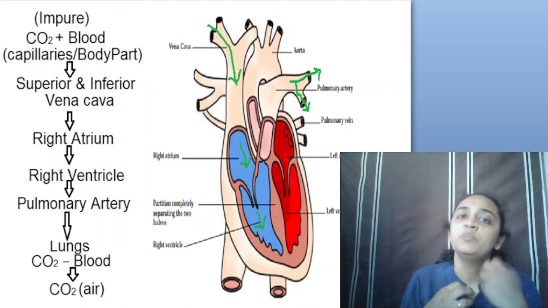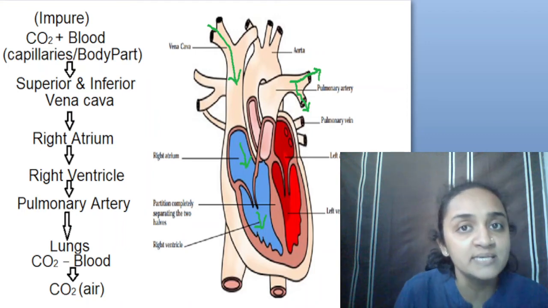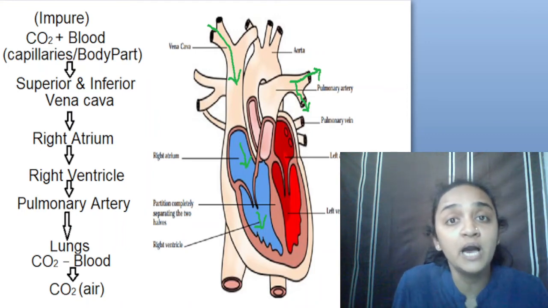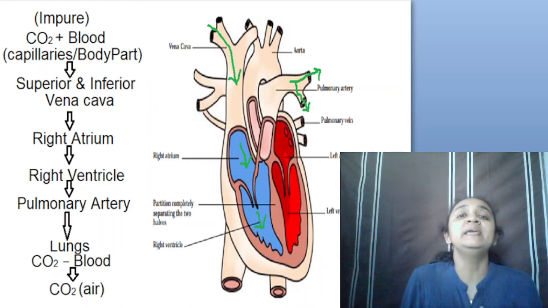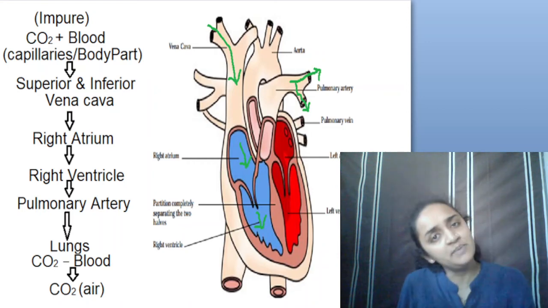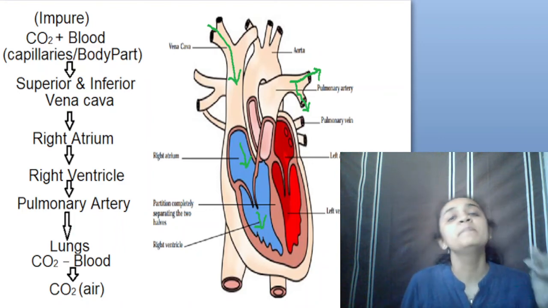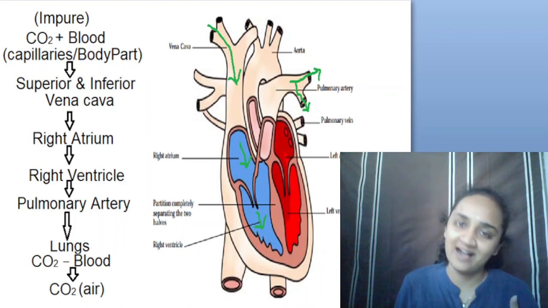Okay, blood plus carbon dioxide becomes blood minus carbon dioxide in our lungs, and then the carbon dioxide is released. The blood remains as it is, and then the oxygen that we are inhaling is inserted into the same blood, and then the blood moves from the lungs to the heart.